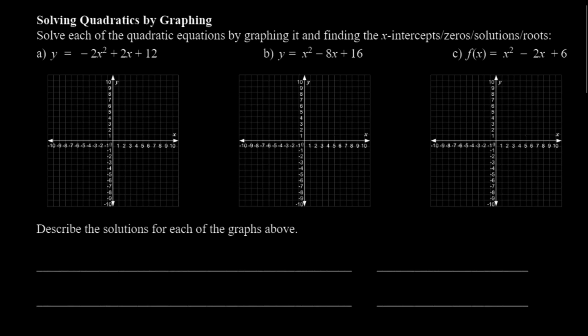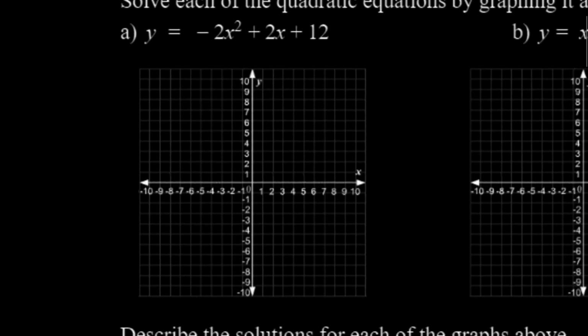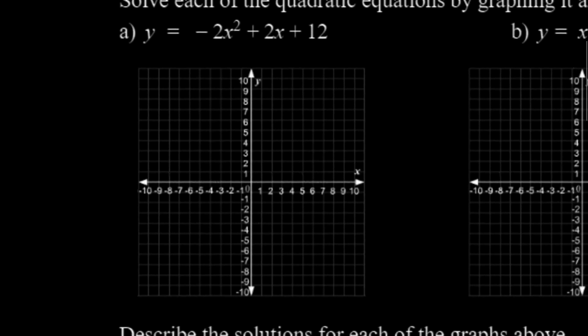Okay, so on part A, what did this graph look like? It went through -2, 0. And what else did it go through? 3, 0. And where was its vertex? It was very high. Actually, I think it was at 12.5, 0.5 actually. So way up here.